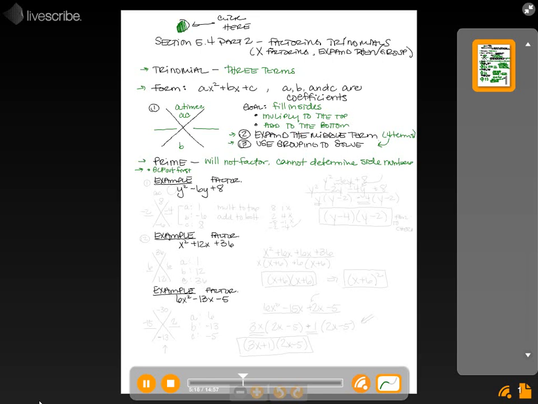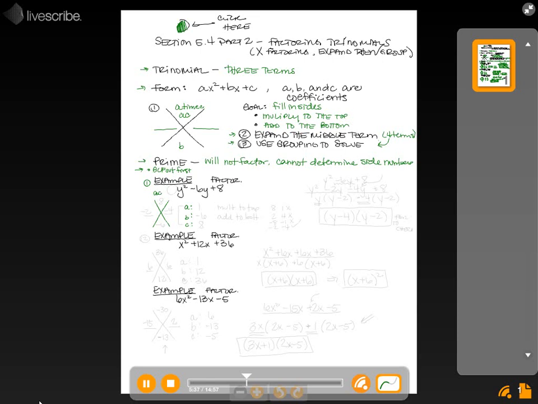Okay, first example, example 1. We're going to factor this. We have y squared minus 6y plus 8. Again, pay attention to the signs. They'll be important. Our first step is to draw our x. And on the top, we need a times c. So let's list out a, b, and c.